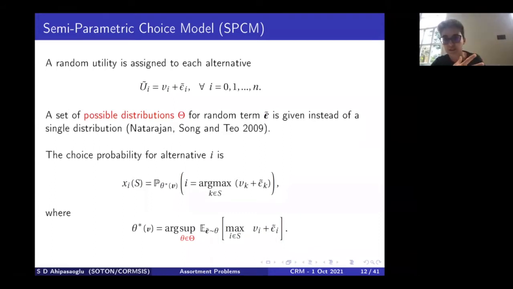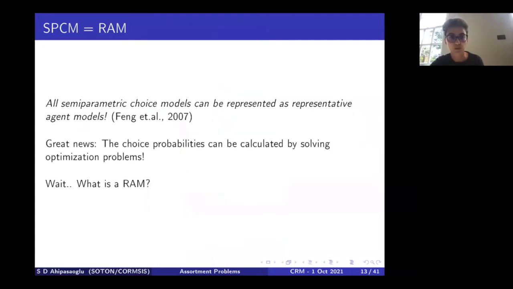So this is very interesting because it actually opens a big door for us, because whenever you have a semiparametric choice model like this, you also have a representative agent model that gives you an optimization problem to solve. And that's what I would like to introduce next. So in 2007, it was shown that for every semiparametric model, for every set of distributions capital theta that you give, there is a corresponding representative agent model, which actually is just an optimization problem that we will see. And this means that we can apply techniques from optimization. So let's see what this representative agent model is that I'm talking about.